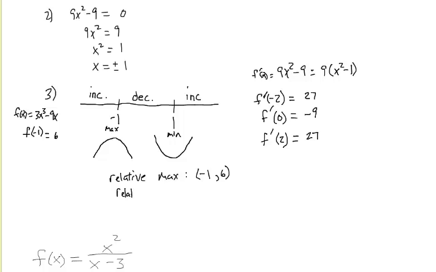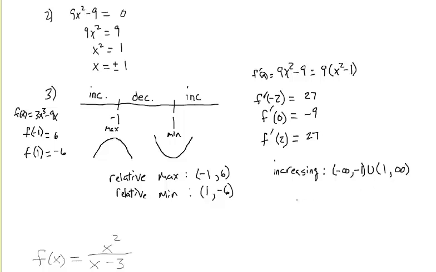We have a relative min at 1. And then when we put 1 in here, f of 1, we get 3 minus 9 gives us negative 6. And then we're increasing on the intervals of negative infinity to negative 1, union from 1 to infinity. And we're decreasing from negative 1 to 1.